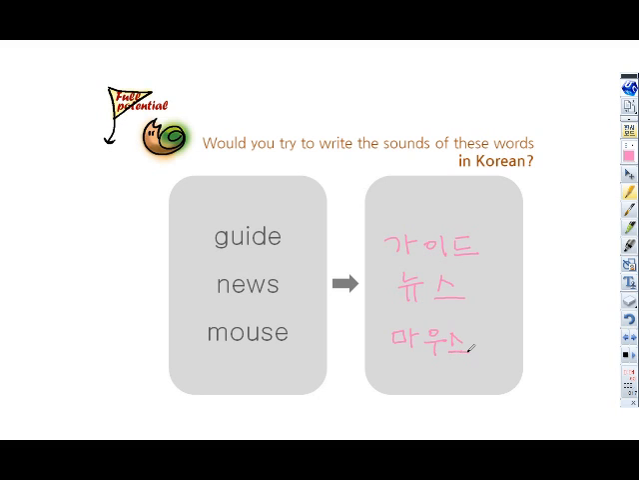I told you vowel 으. It's a little bit hard to get it because you don't pronounce these words as 가이드, 뉴스, 마우스. But as I told you, in Korean, each syllable should consist of at least one consonant and one vowel. We need 으 sound. Okay, that's it for the review.